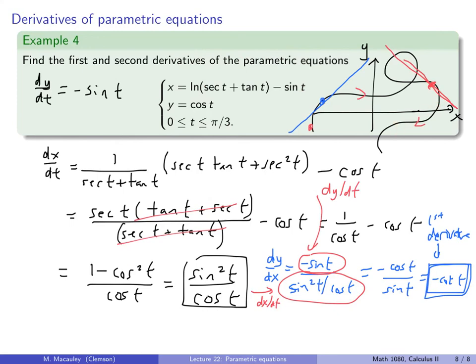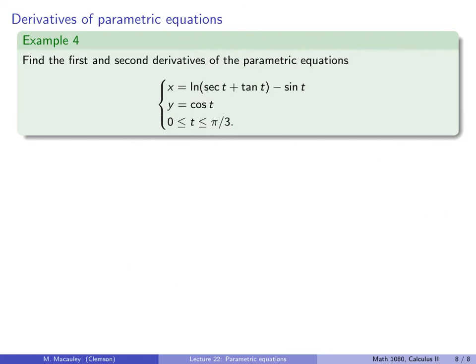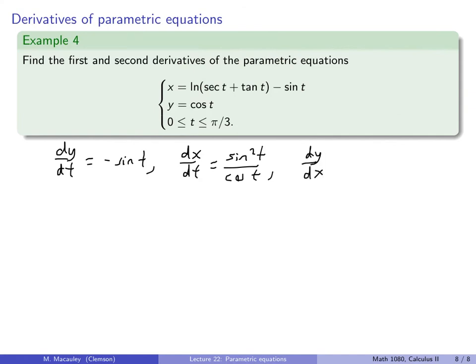The second derivative, I hope I have room to do it here. Actually, I have another slide. Let's summarize what we got on the previous slide. So dy dt equals negative sine of t, dx dt equals sine squared of t over cosine of t, and finally dy dx equals negative cotangent of t.